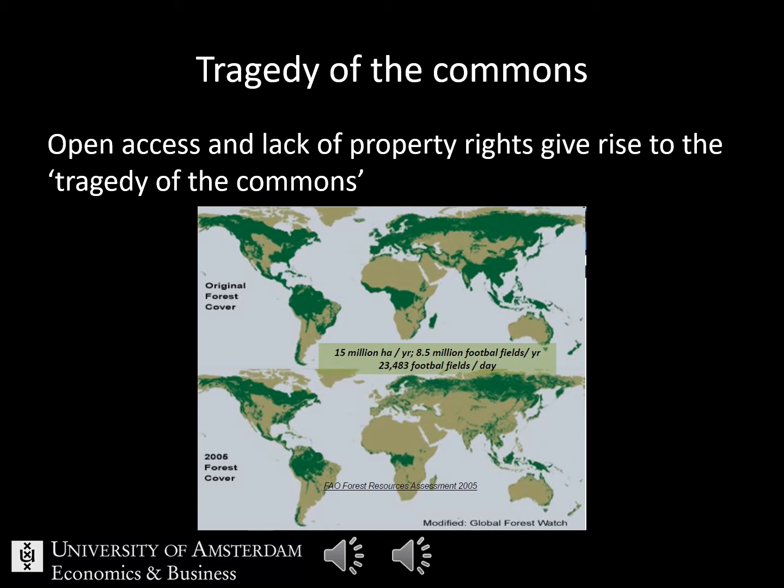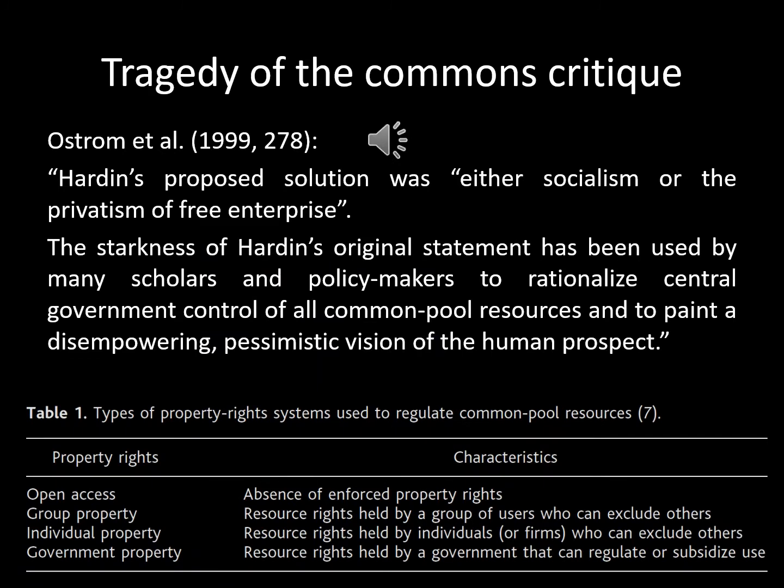On a global level, there seems to be much evidence in line with the tragedy, as we can see from several open access resources being rapidly depleted. Yet, the tragedy is not without critiques. One such critique comes from the new institutional economic school of thought. Elinor Ostrom and colleagues criticize the inevitability of the tragedy and its generality, and point out that Hardin's proposed solution was either socialism or the privatism of free enterprise.